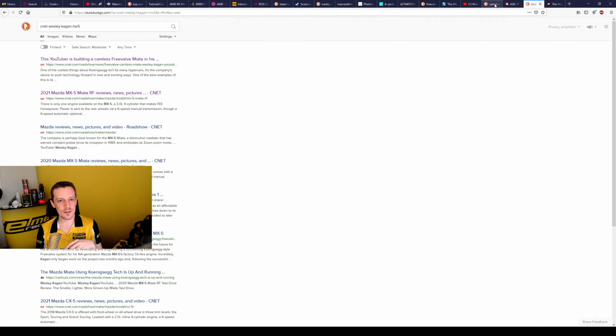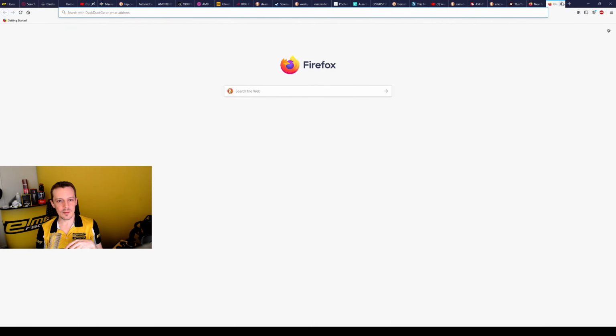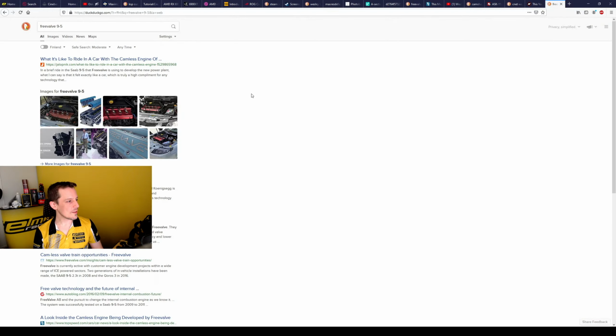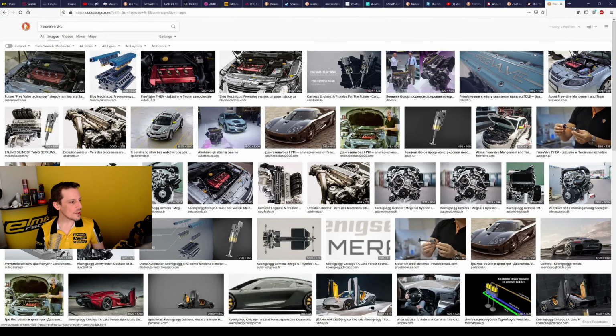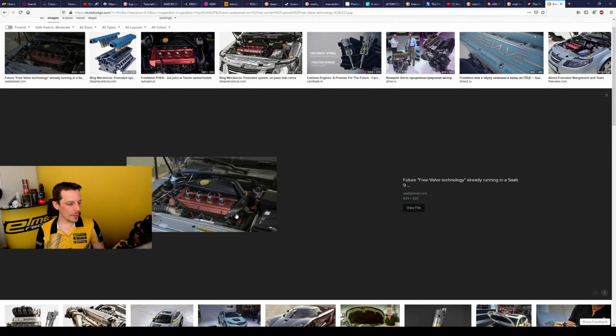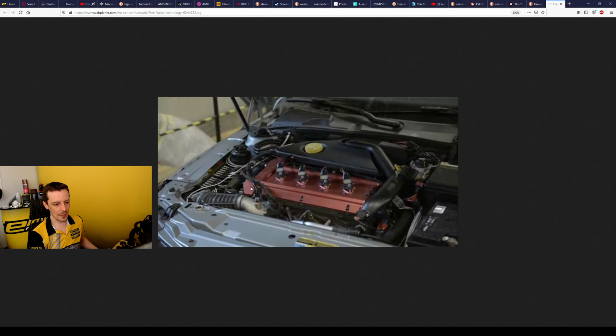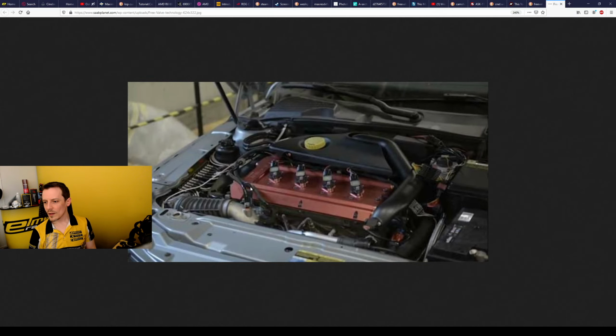Okay, screw this. It will take extra time, but okay. Let's look at this. So Freevalve 9-5. Let's see if we can find this. Images. We're already running. So it may be one of the... so derp, is this one of the engines you were referring to?